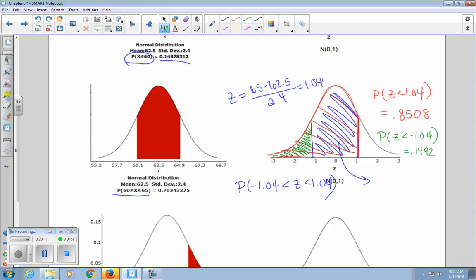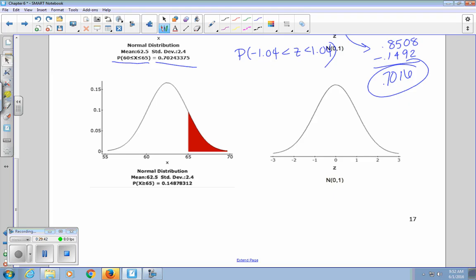So if we take the 0.8508 and subtract off the green area, 0.1492, what we're left with is the blue area, which is 0.7016. So 70.16%, which is very close to what was calculated using StatCrunch.